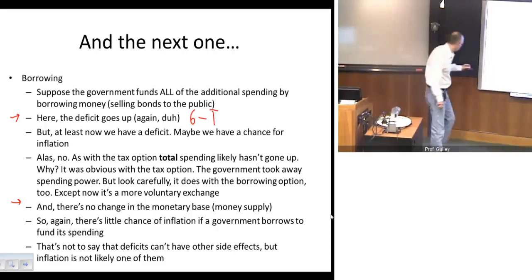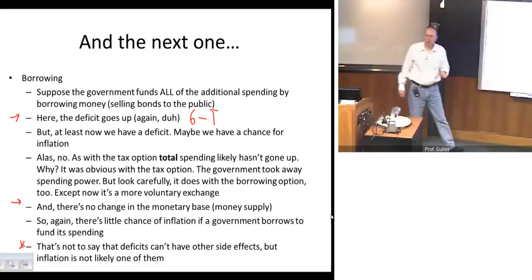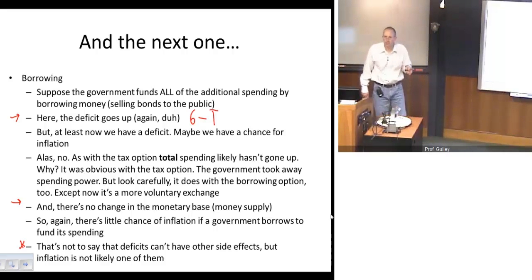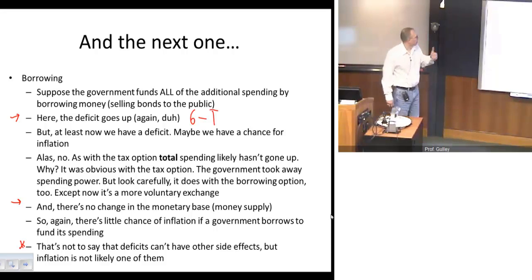Now, this is not to say, the final little point here, that deficits don't have other knock-on side effects. For example, an increase in government spending that's financed by borrowing could, as we discussed in another video, push up interest rates, and that could crowd out private consumption and private investment. So there could be negative effects, but very likely inflation is not one of them. So to summarize here, government spending financed by tax increases and government spending financed by borrowing are probably not inflationary. So those first two aren't good candidates.